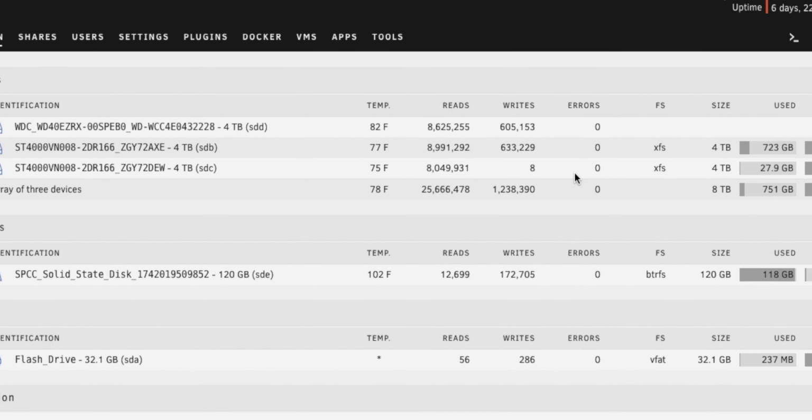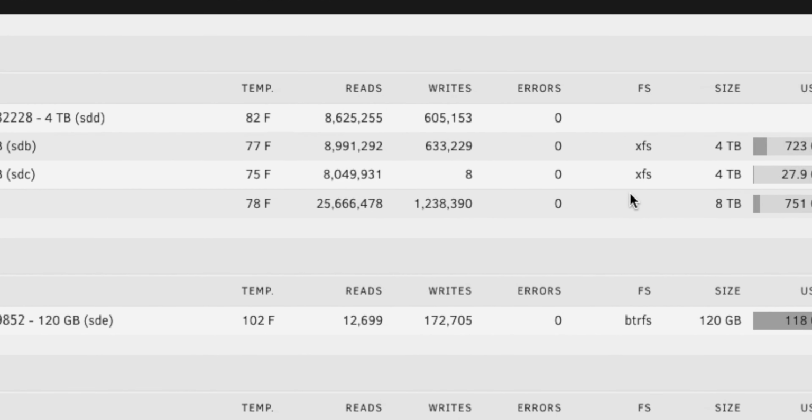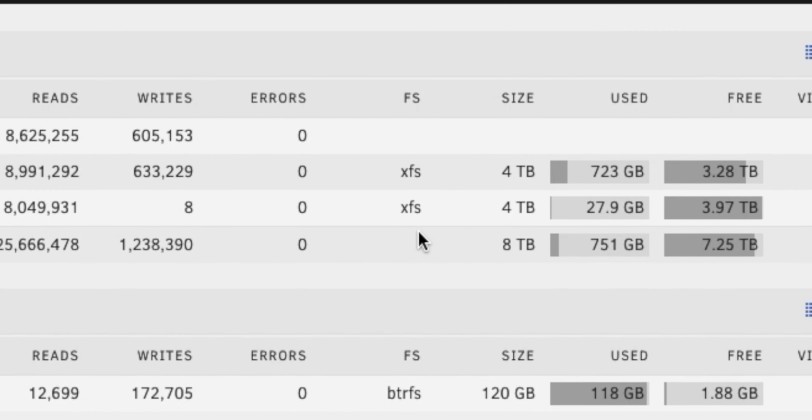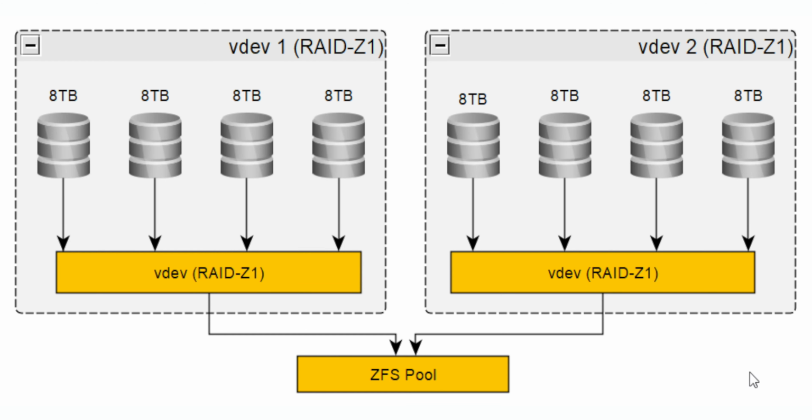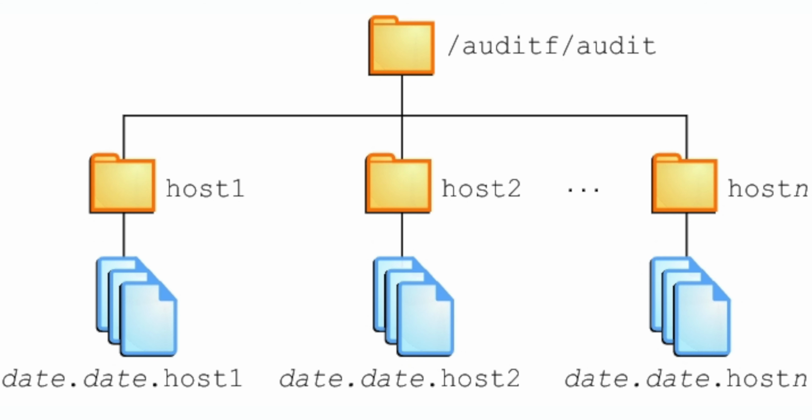The first big difference between FreeNAS and UnRAID is that UnRAID uses the XFS file system and FreeNAS uses the ZFS file system. Now you may be wondering, what is the ZFS file system and what is the XFS file system? Well, the XFS file system uses each drive up until they are full and then moves on to the next one. Unlike ZFS, where it spreads out all of your data across all of the drives.